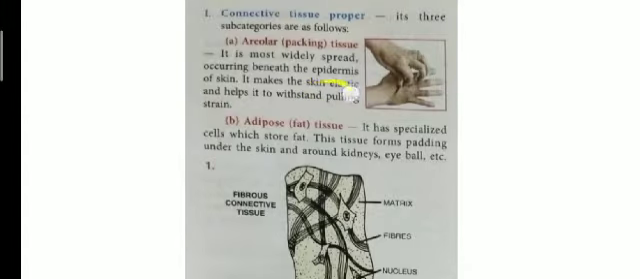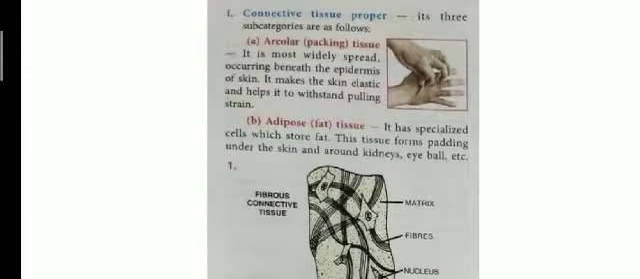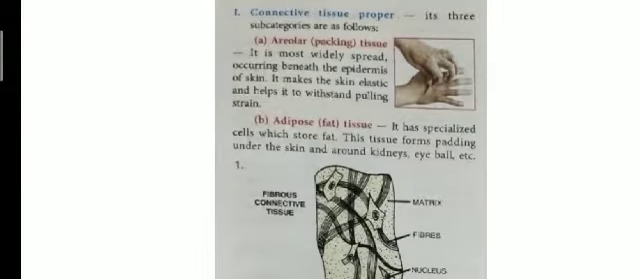It is below the epidermis layer of the skin, so it is elastic. You can see in the picture, we can pinch, we can prick, or we can pull the skin. If we pull the skin, we can see that it is very elastic. It helps it to withstand pulling strain. So areolar is the packaging tissue, remember this, and it is widely distributed all over our body beneath the epidermis, the epithelial tissue of our skin.